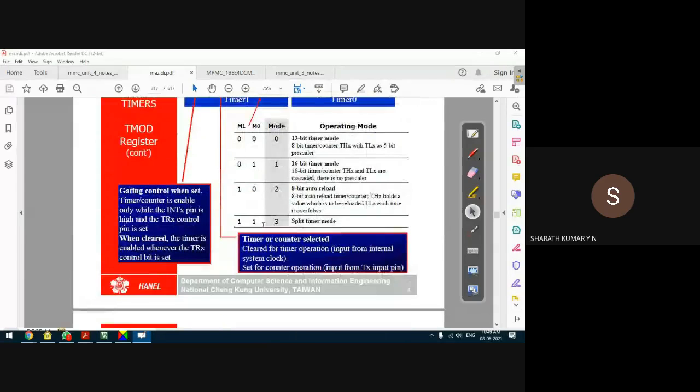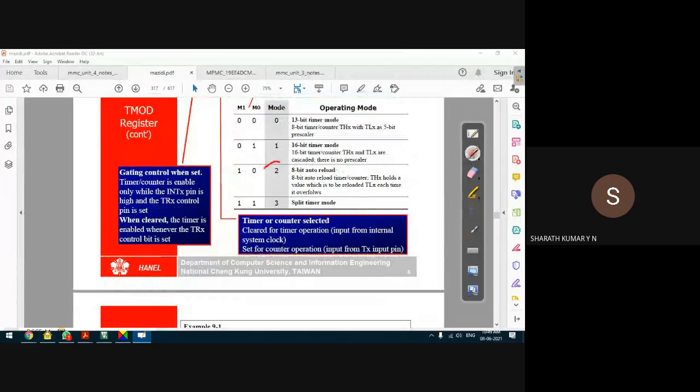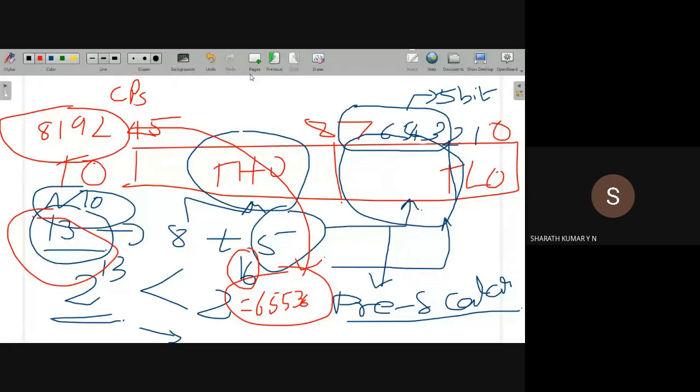The next mode of operation is called the 8-bit auto reload mode. What is 8-bit auto reload mode? In 8-bit auto reload mode, the upper 8 bits of the timer hold the initial value, whereas the lower byte of the timer counts the clock. How to understand this, because the statement is not clear? I'll explain like this.